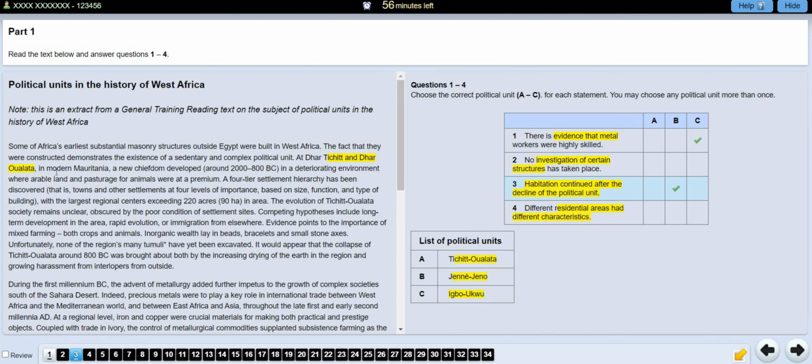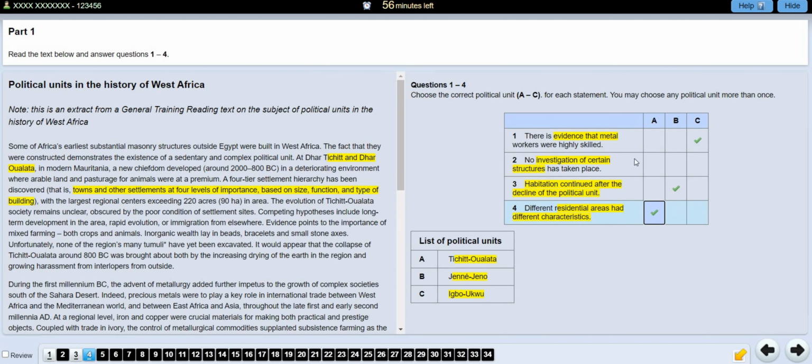Okay. So in modern Mauritania, a new chiefdom developed in a deteriorating environment, when arable land and pastoral land was at a premium. A 4-tier settlement hierarchy had been discovered, that is, towns and other settlements of 4 different importance levels, based on their size, function and the type of building. So they had 1, 2, 3, 4 different importances. Different residential areas have different features.